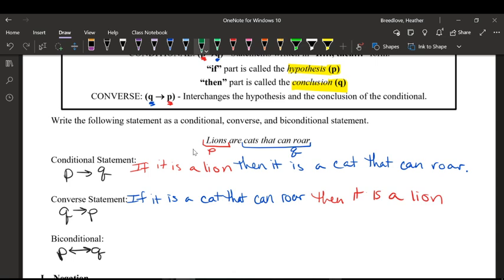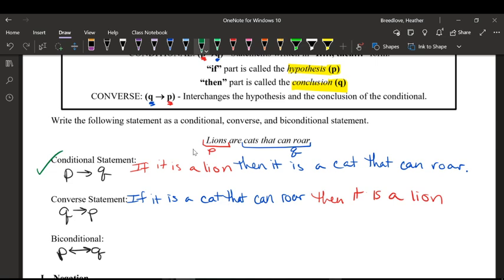If it is a lion, then it is a cat that can roar. And whenever you're testing stuff out, you're trying to change the conclusion part. So if it is a lion, then it is a cat that can roar. Is there a kind of lion that cannot roar? No, I don't know of a species of lion that cannot roar. So this is true.